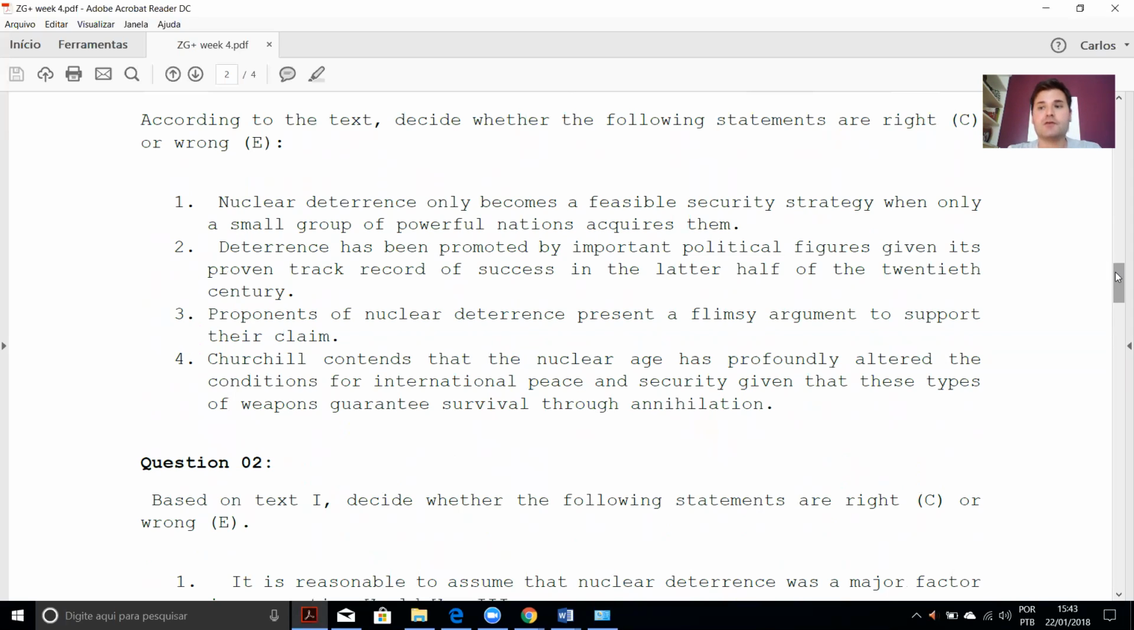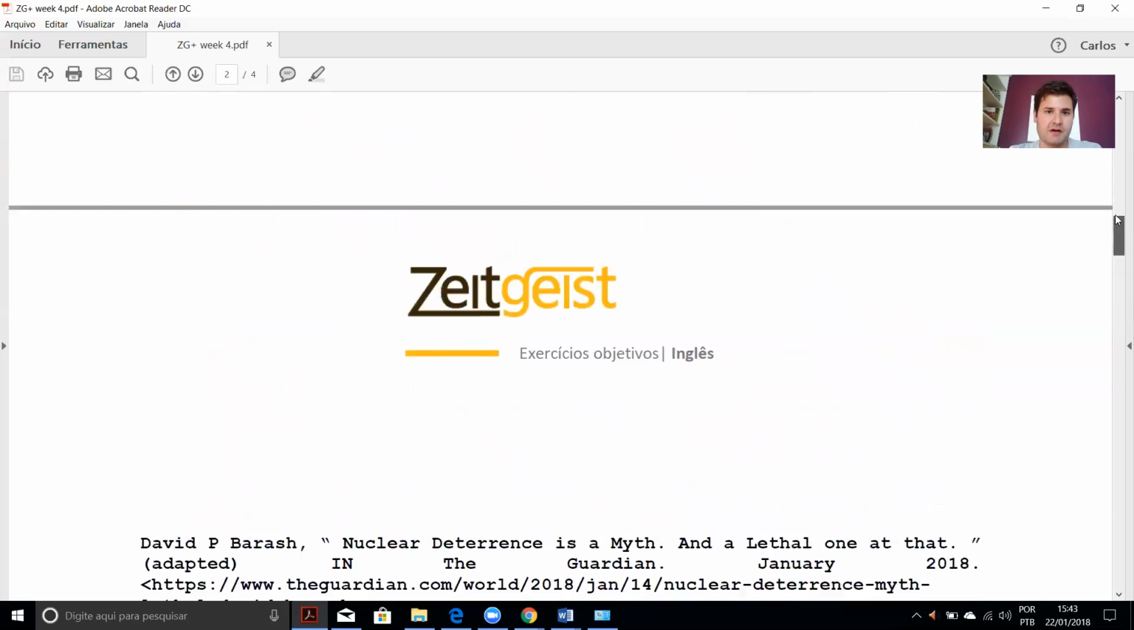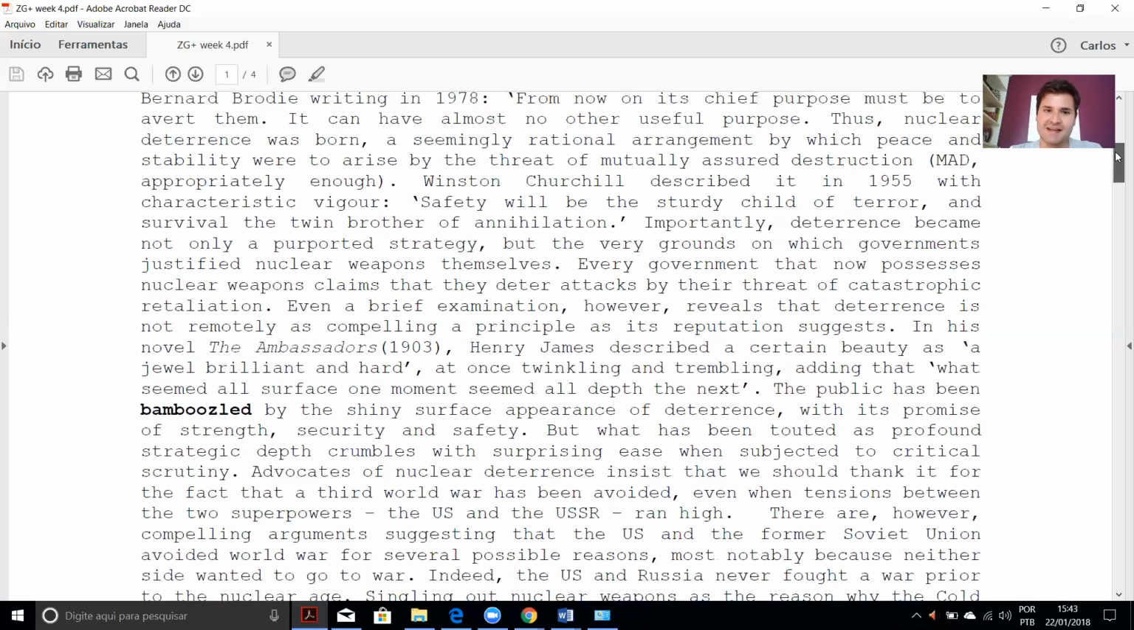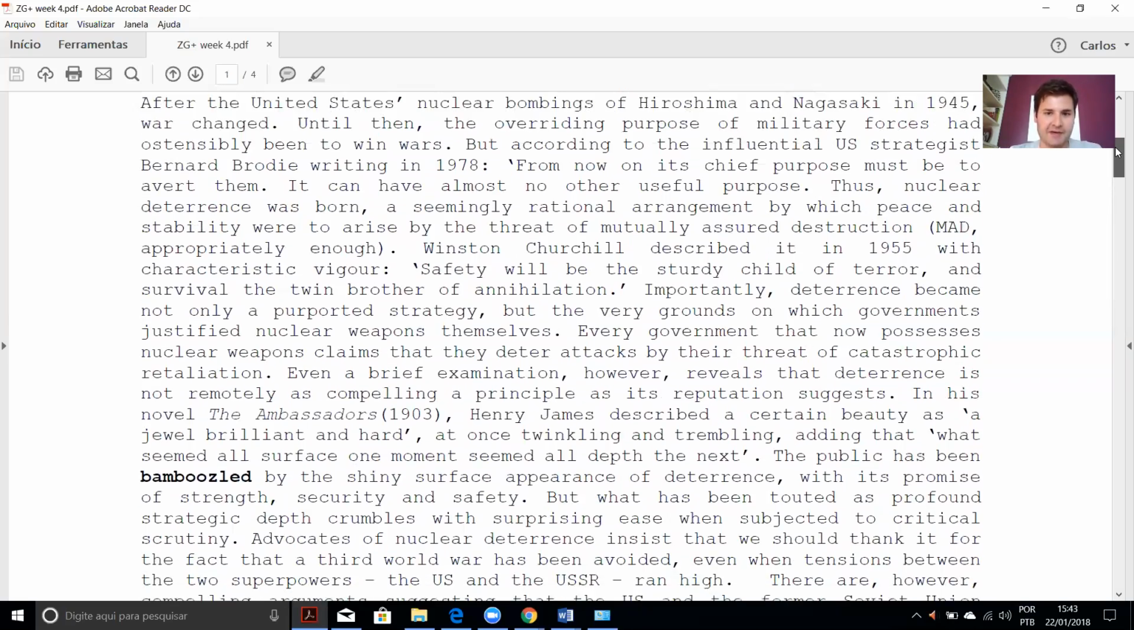But this is not what Churchill said. Of course, I tried to use the same words as Churchill did just to confuse you guys, but it's not what he said. Let's go back here to what Churchill said. Safety will be the sturdy child, the strong child of terror, and survival, the twin brother of annihilation. Okay. So what he wants to mean here is that for the first time, our survival depends on the use and also the non-use of the weapon, nuclear.